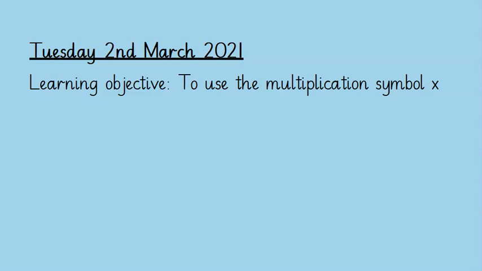Now before we start, I want you to pause the video and write the date and title in your book. It's Tuesday the 2nd of March 2021. And our learning objective today is to use the multiplication symbol. Okay, so we've not done that before. That's what we're introducing today. Pause the video, write that on a clean page in your maths book, and then come back to me.